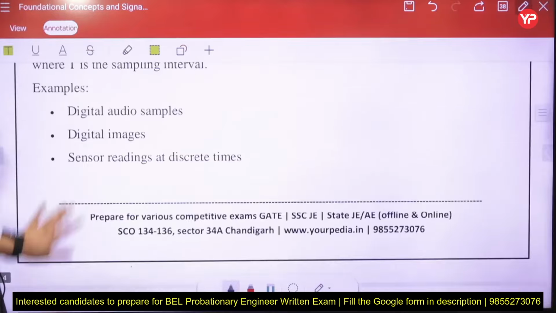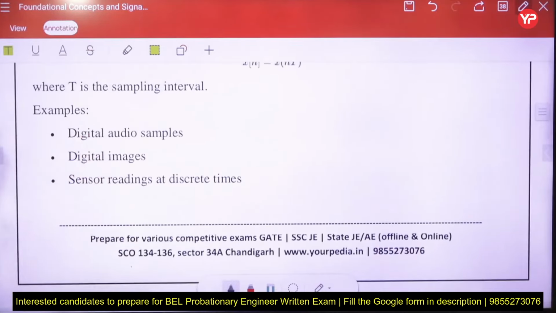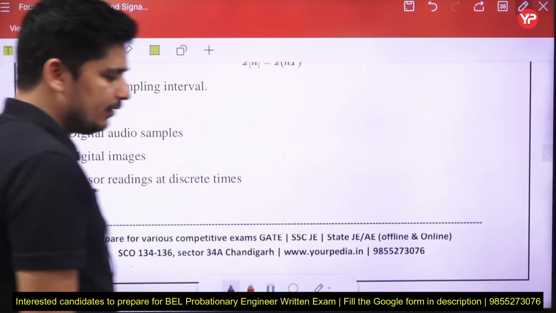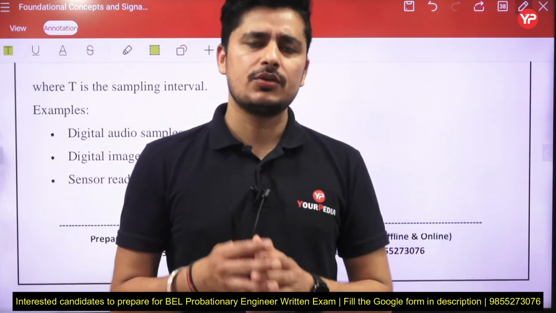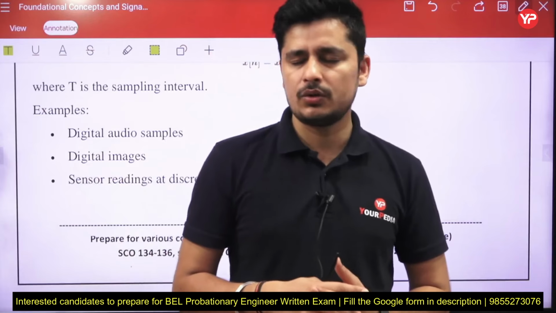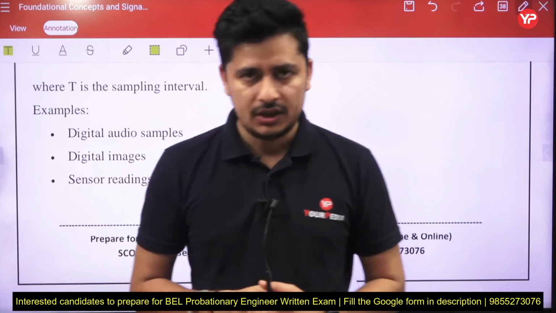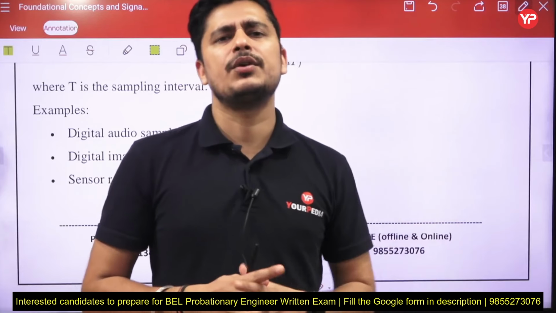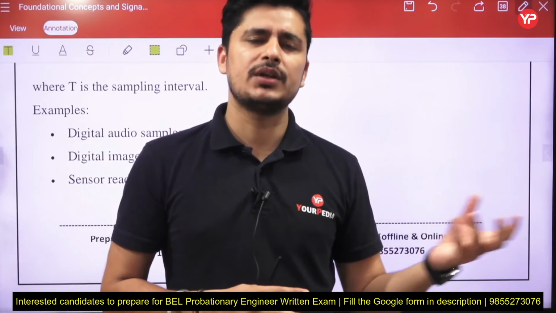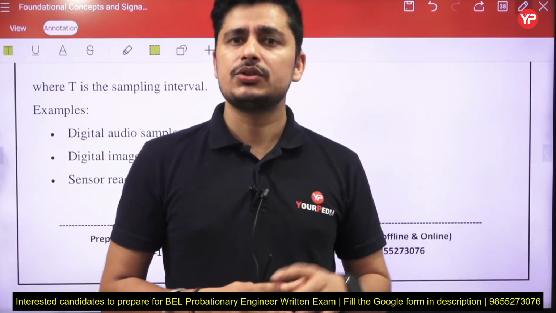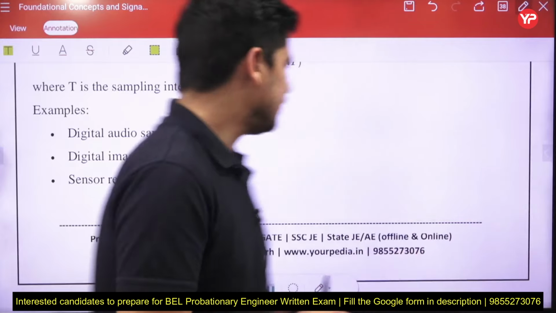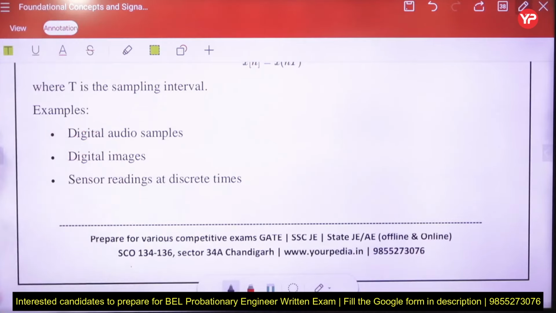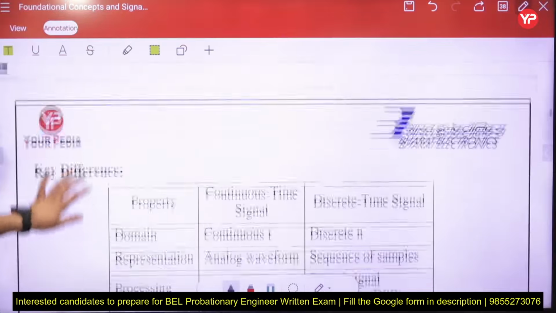What are examples of these signals? Digital audio samples. Whenever you store things inside a computer, the computer only knows zeros and ones, it does not know the continuous waveform, so we have to convert that into discrete time signals. Images, video and everything are stored in discrete time signal form. So digital audio samples, digital images, and sensor readings at discrete intervals of time are discrete time signals.